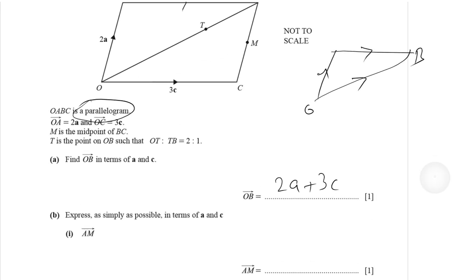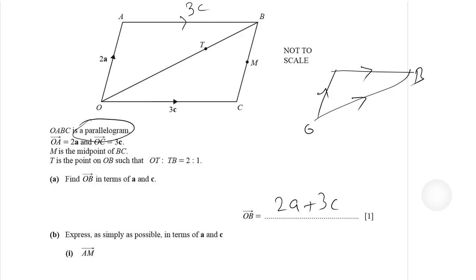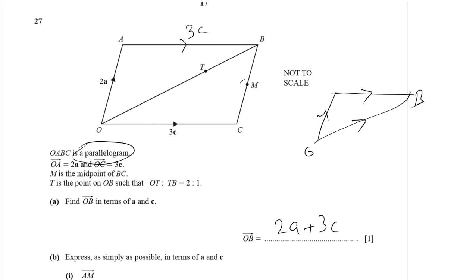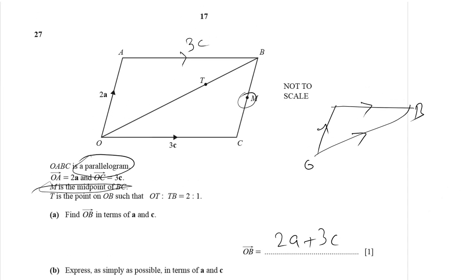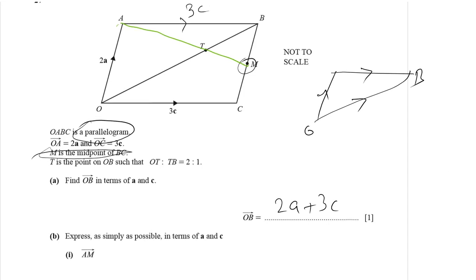Simple. Find AM, and what is M? Yes, this is M, and they have mentioned it's the midpoint of BC. We need to find AM, so this would be your AM. For finding AM, I think I need to find BC first, and it is a parallelogram, so your CB is 2A.